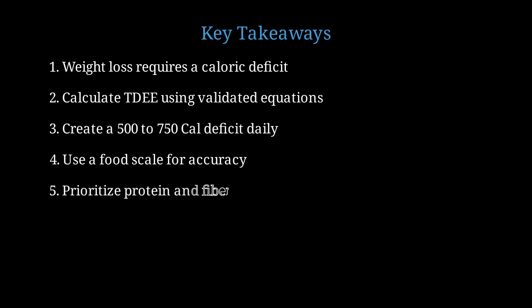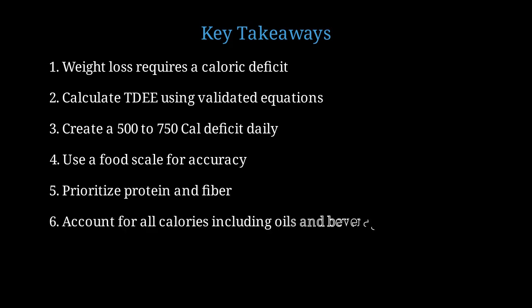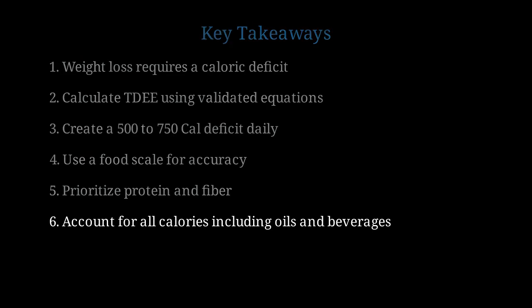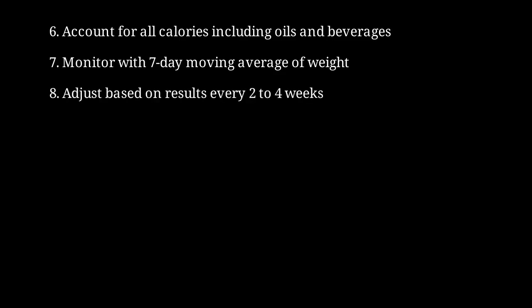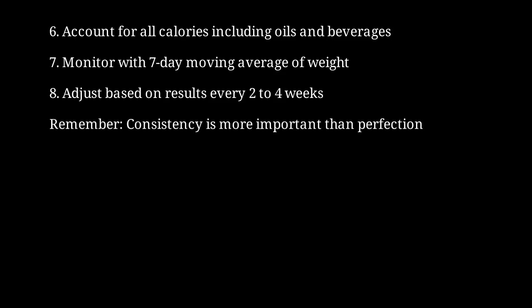5. Prioritize protein for satiety and muscle preservation, and fiber for improved satiety and gut health. 6. Account for all sources of calories including cooking oils, condiments, and beverages. 7. Monitor progress using a 7-day moving average of daily weights. 8. Be prepared to adjust your plan based on results every 2 to 4 weeks. Remember that consistency over time is more important than day-to-day perfection. Small, daily deficits compound into significant fat loss over months.